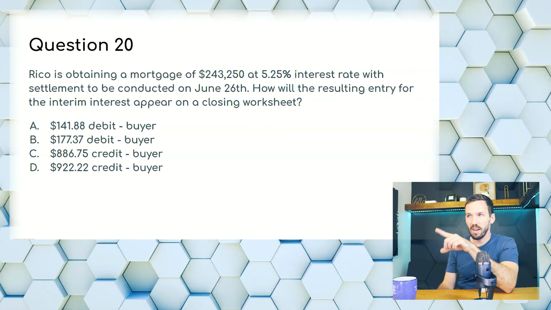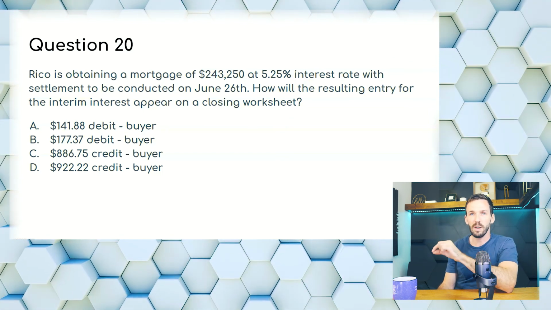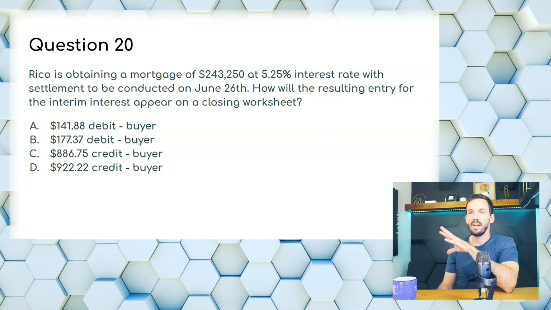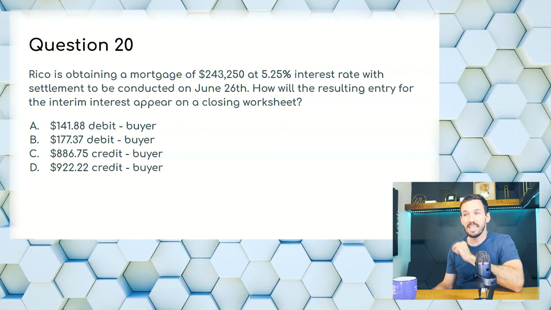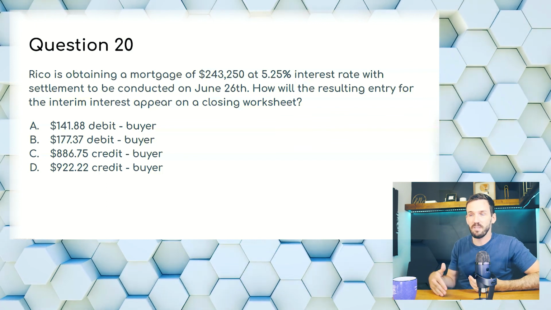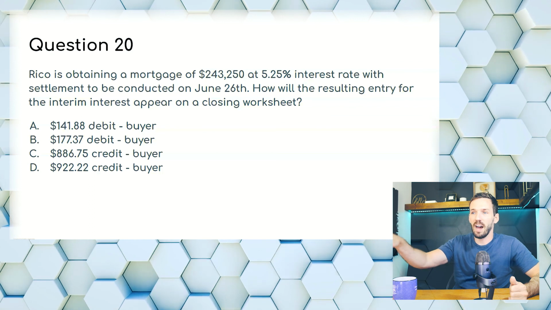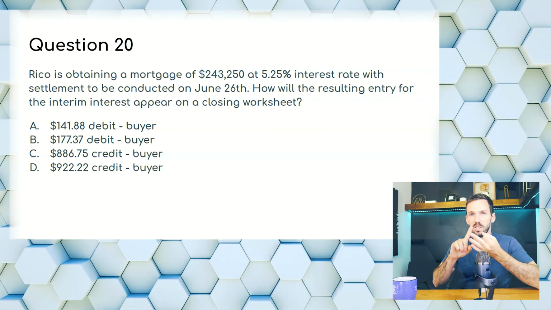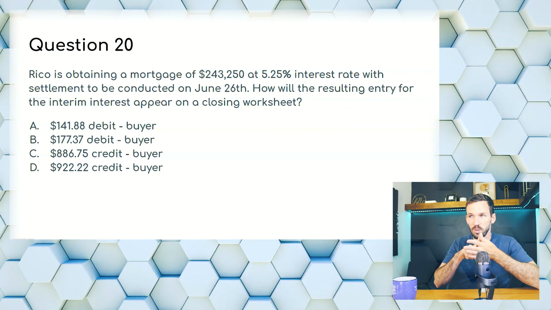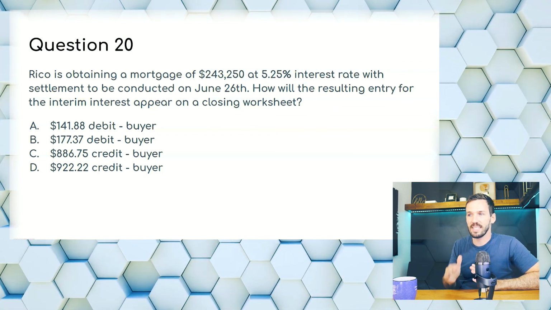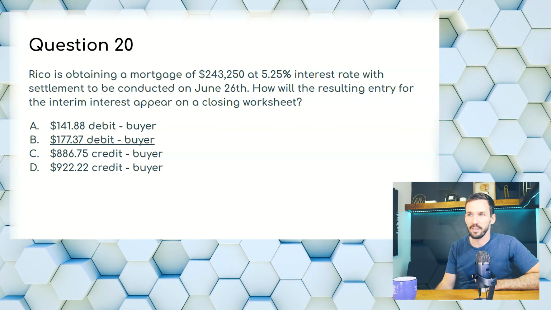$243,250 times the 5.25% interest is $12,770 yearly interest. That divided by 360 days in a year for real estate is $35.47 per day. That times the 5 days you own, 26, 27, 28, 29, 30 of June, is $177.37 debited to buyer.